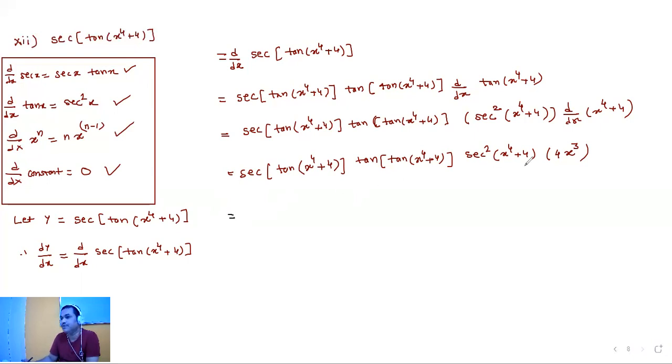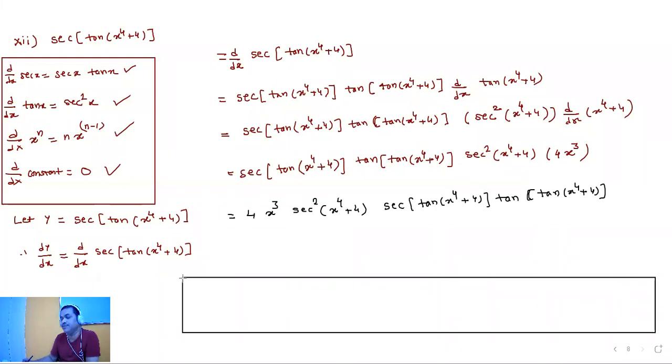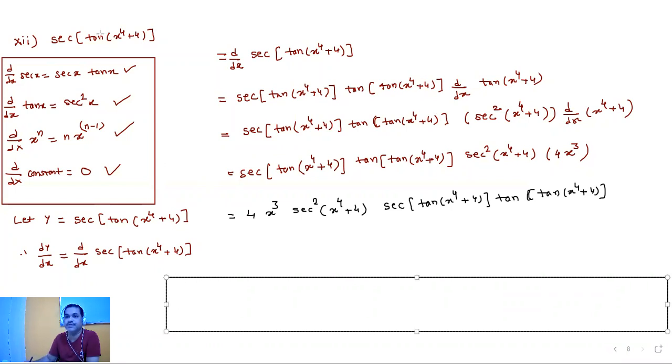So this sum, let us see now how we write it. We'll write 4x cube into sec square of x raised to 4 plus 4, sec of tan of x raised to 4 plus 4, tan of tan of x raised to 4 plus 4. And that is our final answer, and as we have discussed, your final answer needs proper representation. Proper representation is very necessary.